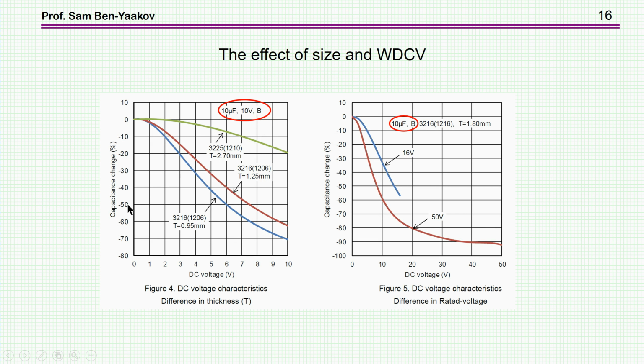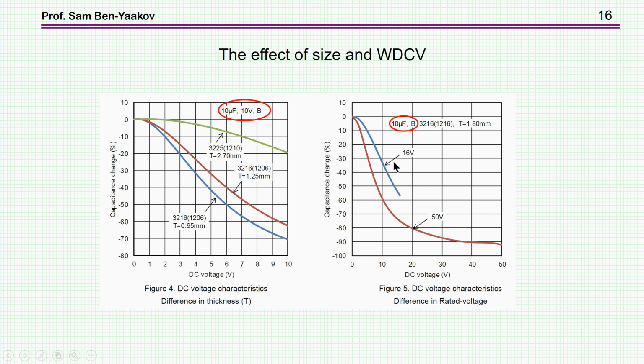This is another company that showed the same information. Again, this is the same capacitor here, 10 microfarad, 10 volt. B is a Japanese notation type. And these are different sizes: 2.7 millimeter, this is 0.95 millimeter. And you see that the thin one is changing much more. These all are 10 microfarad, 10 volt.